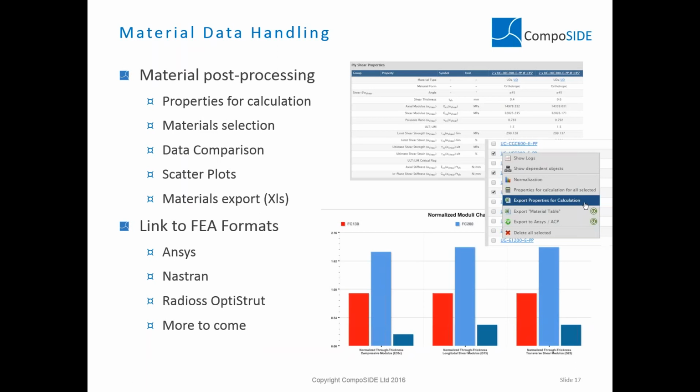Within CMDB, as I mentioned, you can also do a lot of post-processing. You can export the properties for calculation both to FEA and to Excel. You can create material selections depending on different groups and how you want to compare or use your materials later on in the software. Again, you've got data comparison, scatter plots, very visual ways of comparing and checking data.